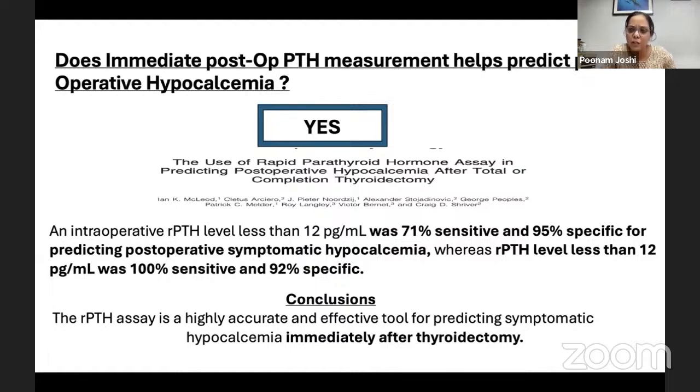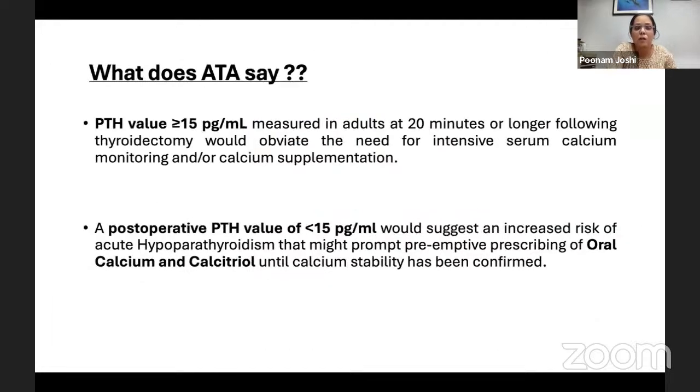However, that does not change our management, and patients are managed mainly based on the calcium levels, and we do wait for the PTH level to come higher and the patient to become asymptomatic. So if you see that, what does the ATA say?